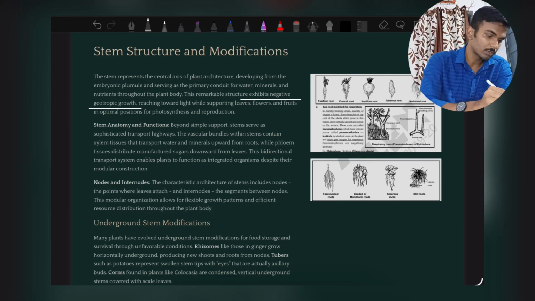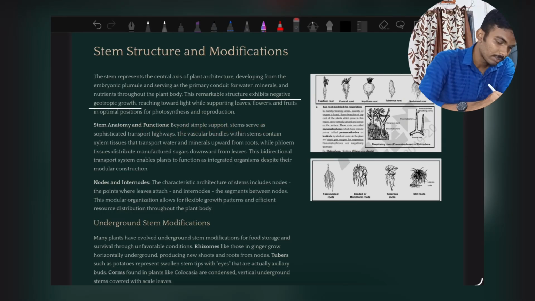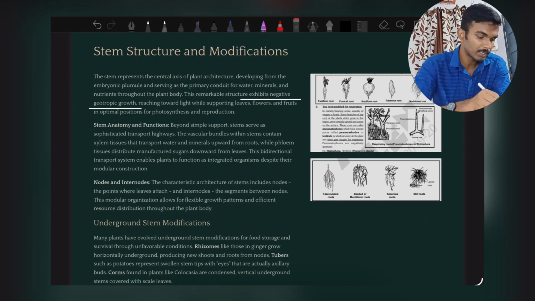Stem anatomy and functions. Beyond simple support, stems serve as sophisticated transport highways. The vascular bundles within the stem contain xylem tissue that transports water and minerals upward from roots, while phloem tissue distributes manufactured sugars downward from leaves. This bidirectional transport system enables plants to function as integrated organisms despite their modular construction.